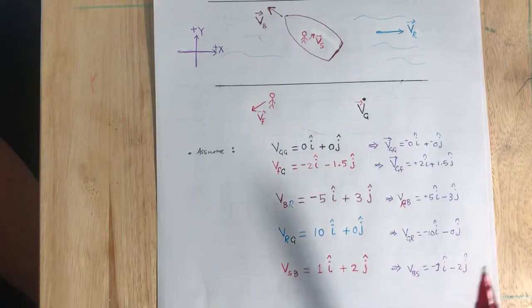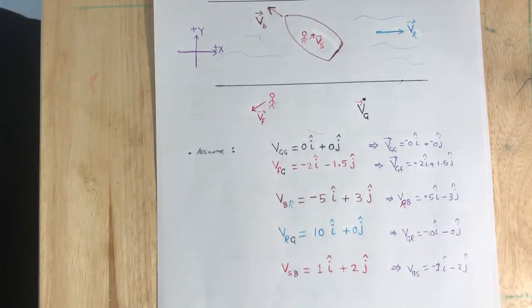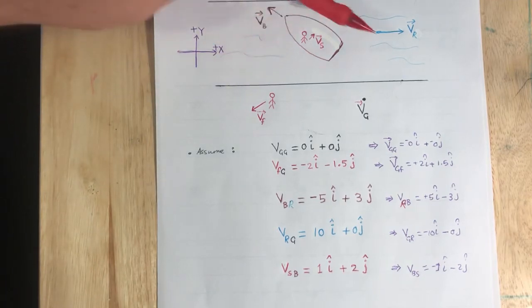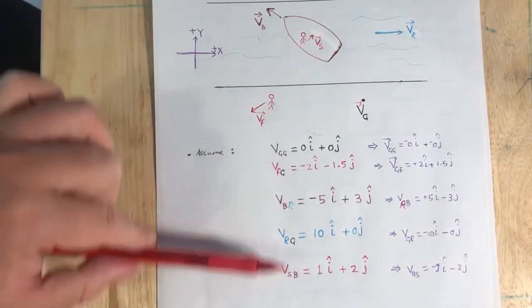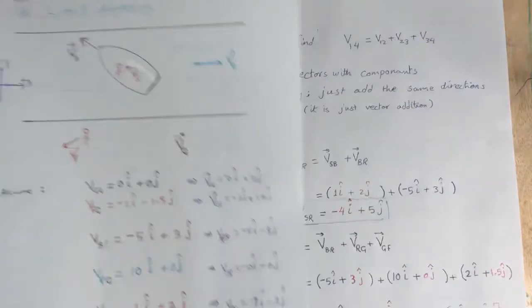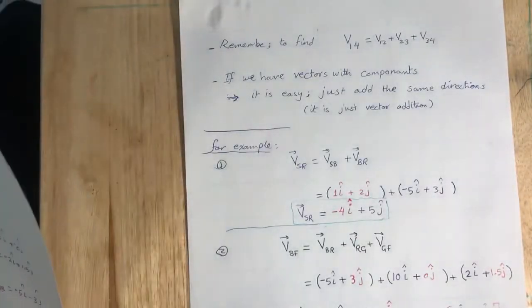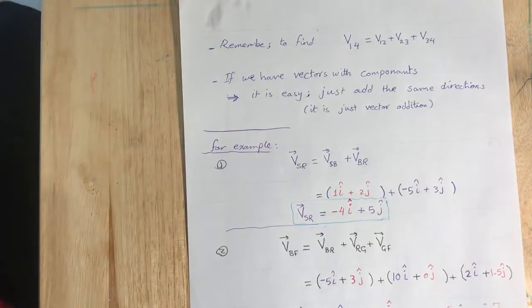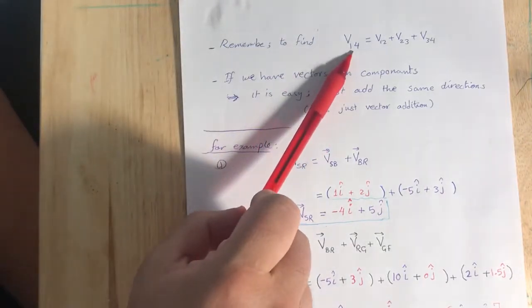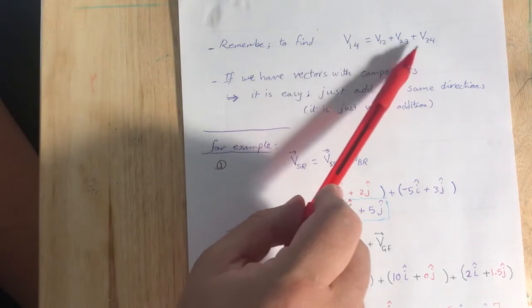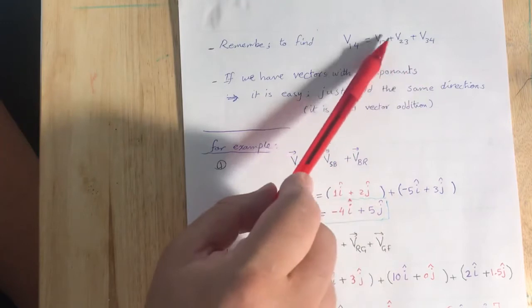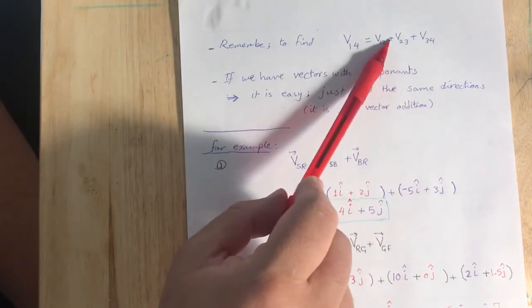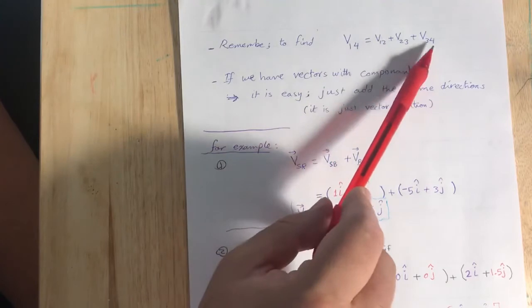Is that understood? Now we have all the velocities and we can find the velocity for any object with respect to any other object. We can connect the indices and find the relative velocities. Remember that if we need to find, for example, V14, then we need to jump between the indices. So this will be equal to V12, V23, V34. Then all the inner indices will cancel, but we have the first and the final index.